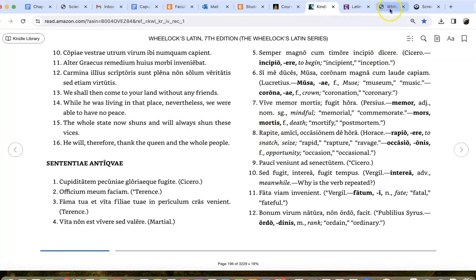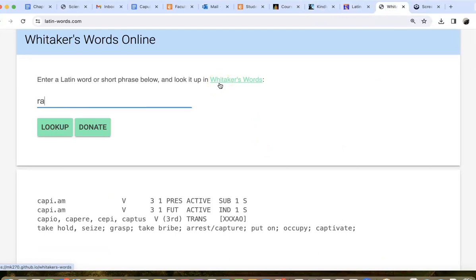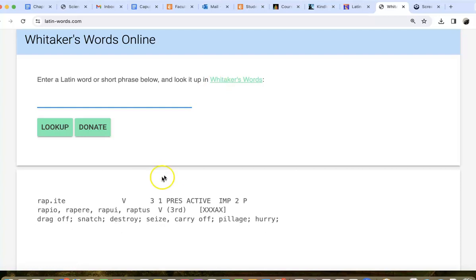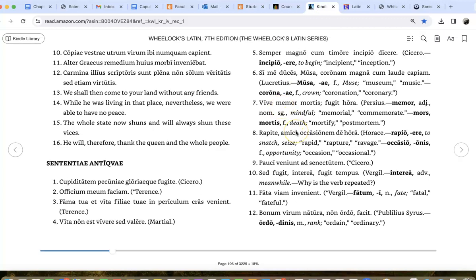Seize, rapite. Again, if we're not sure, we get out our Whitaker's Words. A lot of life is just slowing it down. You want to be a researcher, you've got to slow things down here. So rapite, R-A-P-I-T, present, active, imperative, second person plural. Once again, drag off, destroy, pillage, they don't really make any sense. So seize. So that is one of the challenges, is you're going to have to trust your intuitions in terms of which one fits the context. So just because Latin doesn't have the vocab that English does.